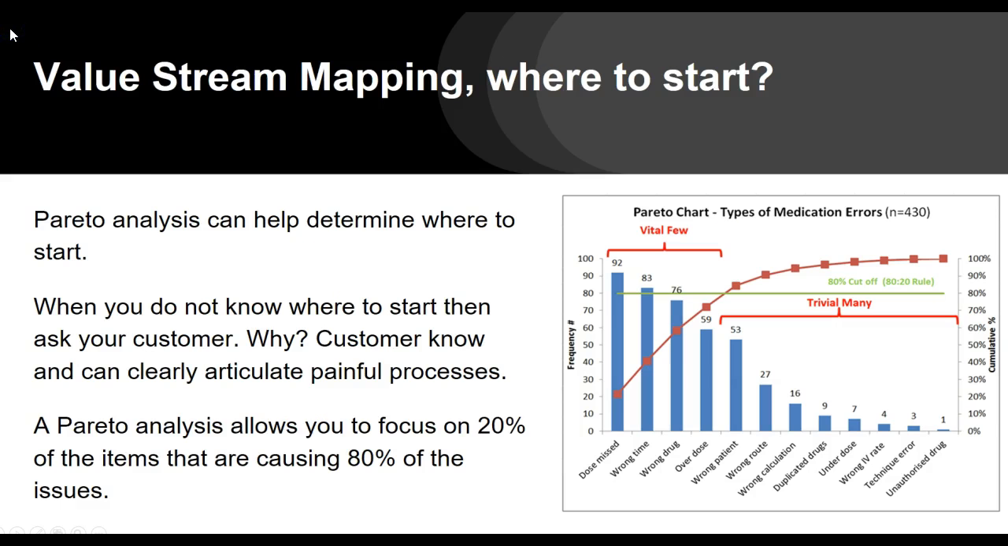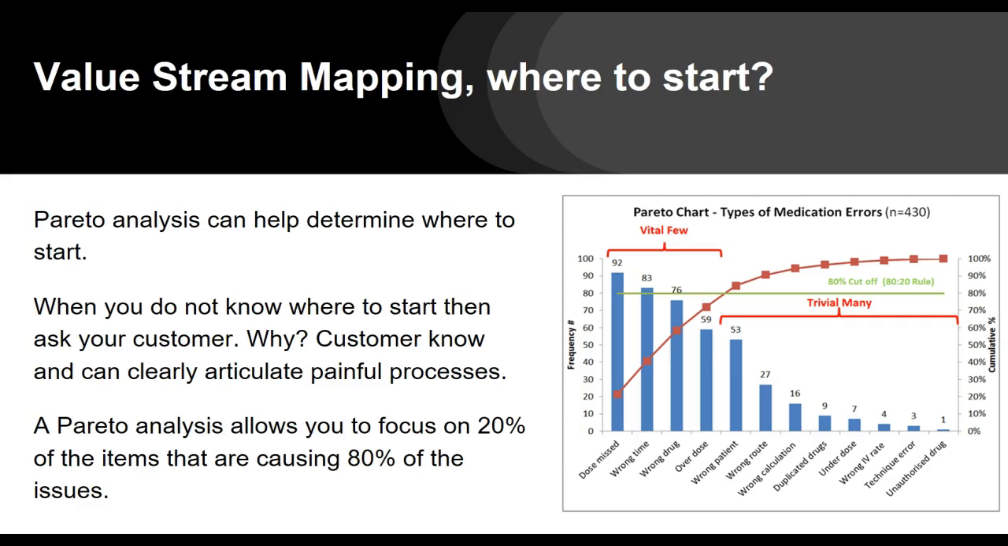We learned a long time ago, right? What good is it to go live if no one uses your product, right? So adoption as well as implementation. Value stream mapping, where to start. The Pareto analysis allows us to begin, right? Here you see a Pareto type chart for the types of medication errors, right? Maybe someone missed a dose or a dose was given at the wrong time. So you can see the vital few areas that we have to focus on.